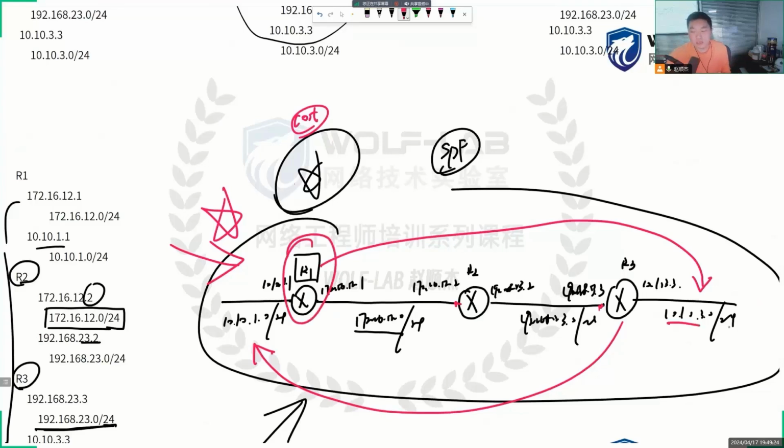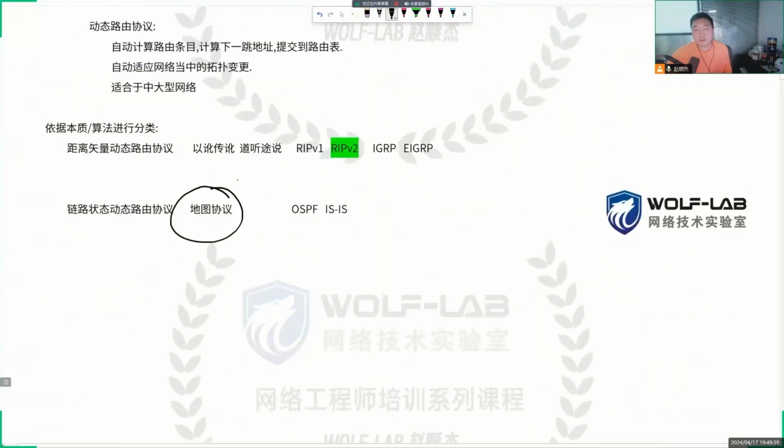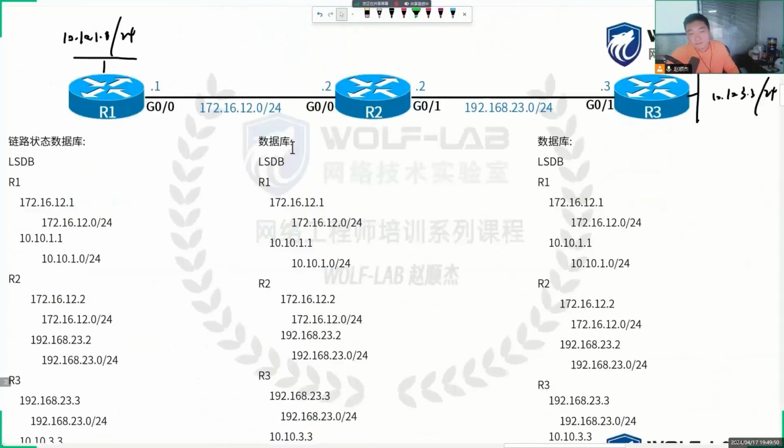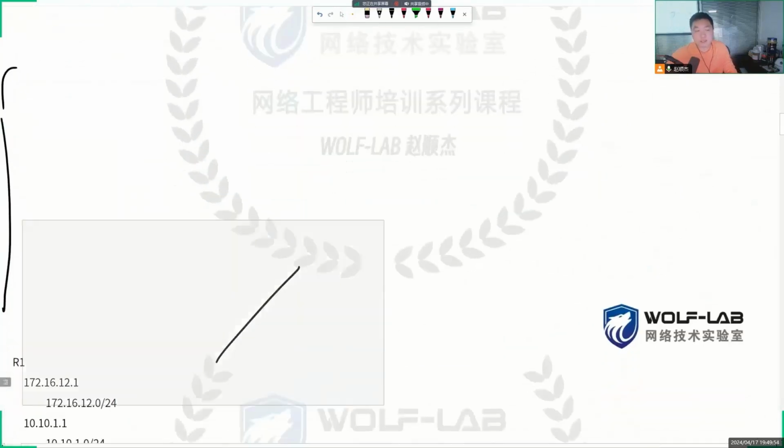At this moment, this map is just what R1 sees. For example, R1 has to calculate the route to 10.10.3.0. Look at the map to find the route. Find 172.16.2.2, find 23.3. Okay, found 3.0, right, students? It's like each router, after exchanging databases, has a map now. Look at the map to find routes, look at the map to compute routes through algorithms. This is how a link state router works.